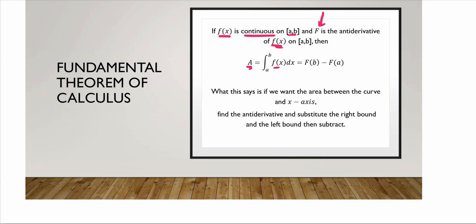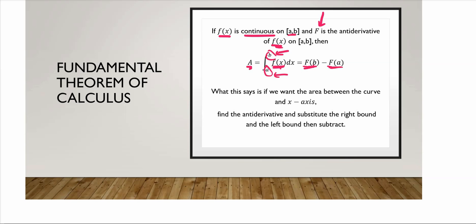But then what we're going to do here is take the antiderivative of the function. The antiderivative of little f of x is going to be capital F. Now we have two bounds, the top bound and the bottom bound. So we're going to go F of b minus F of a. We substitute the top bound into the antiderivative, substitute the bottom bound into the antiderivative, and then subtract them. That's going to give us the area between the curve and the x-axis.